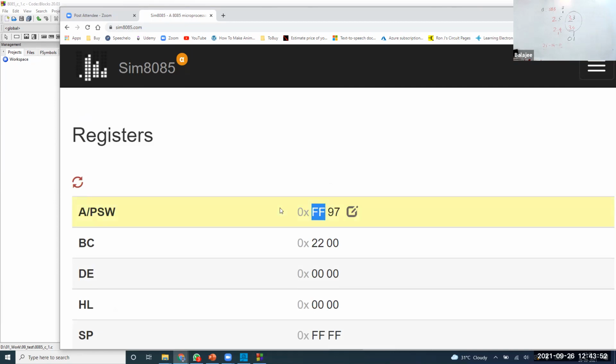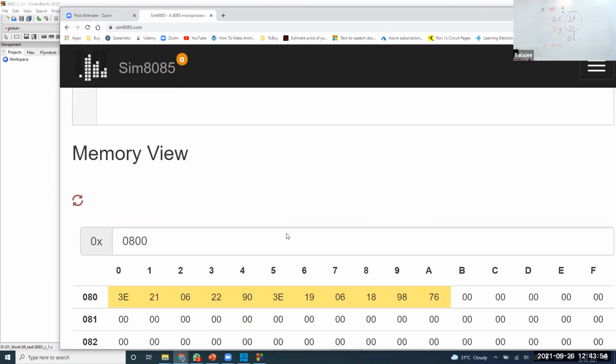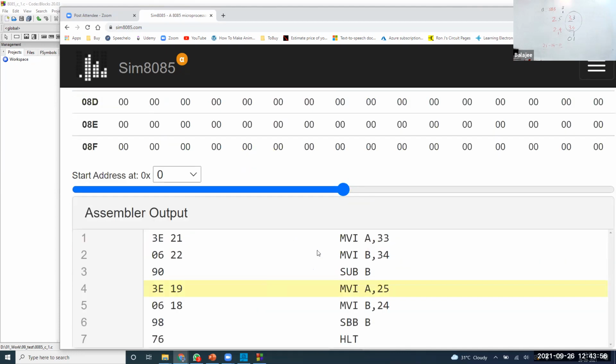If you want exactly the code, come down. You see here, 33 becomes 21 and this becomes 22. 2 into 16, 32 plus 1, 33. 2 into 16 plus 1.